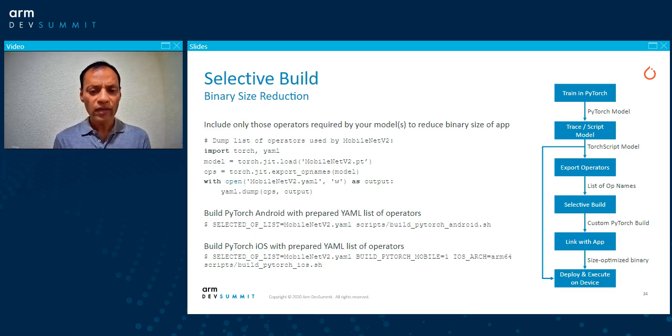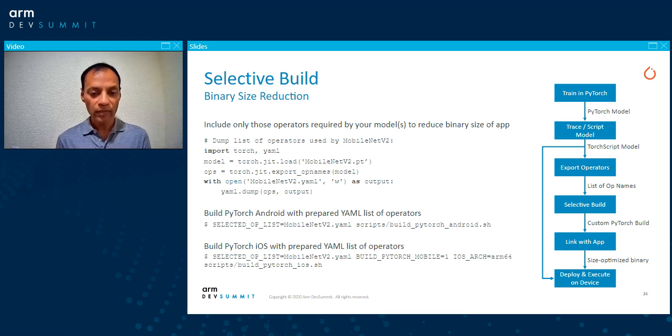We also have a very useful technique for reducing the binary size of PyTorch libraries. The final size of a mobile app is crucial for mobile developers as well as the end user. We introduced a selective build mechanism to exclude any PyTorch operator that is not required by the mobile model executing in the app. An offline pass can be used to prepare a list of operators that are required by that particular model. This list can then be given to the respective build scripts for iOS and Android.